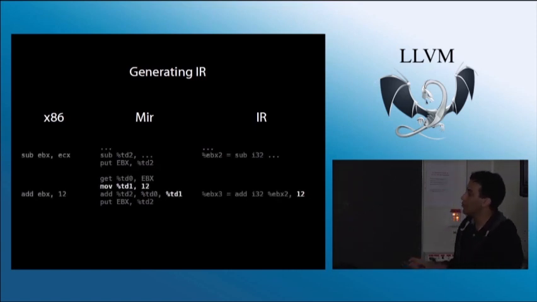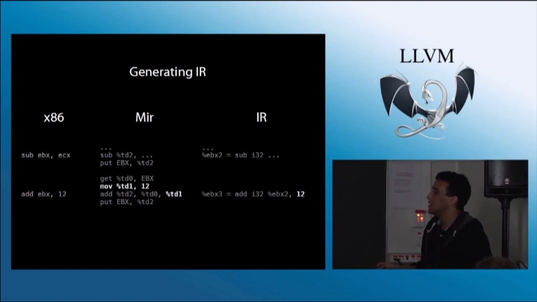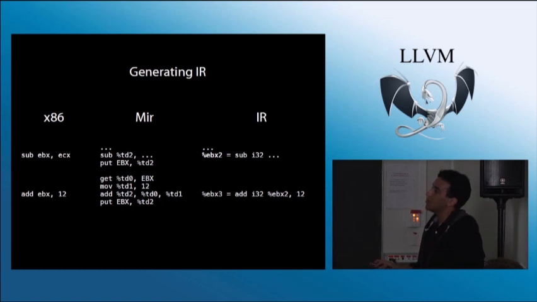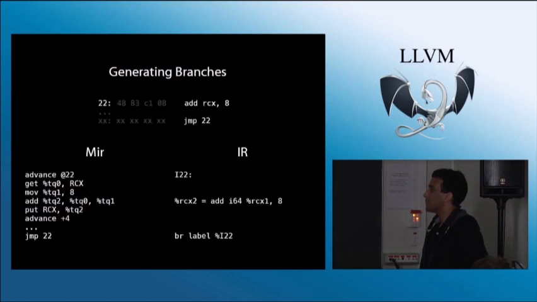We also have the move, and the move is even easier. This line is translated to a constant value which gets into the add instruction at the IR level. So there we have it. That's how we go from the x86 to the mirror code and to the IR. That way we created values from target registers.